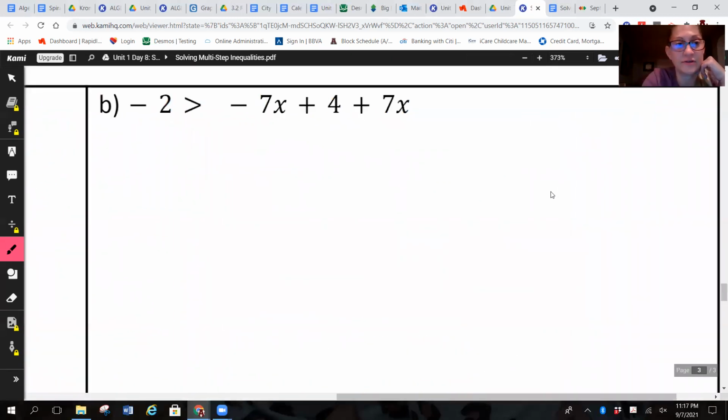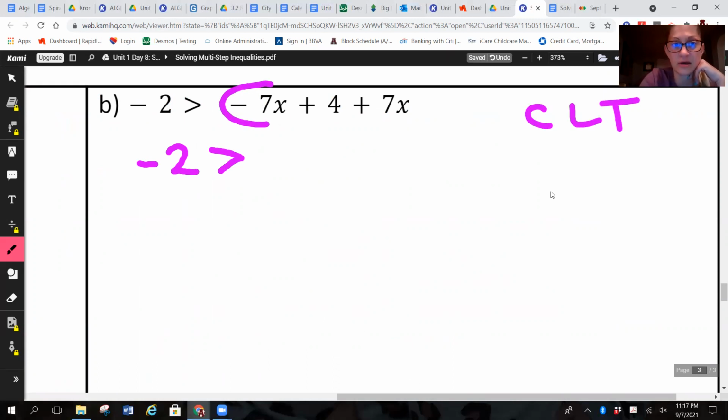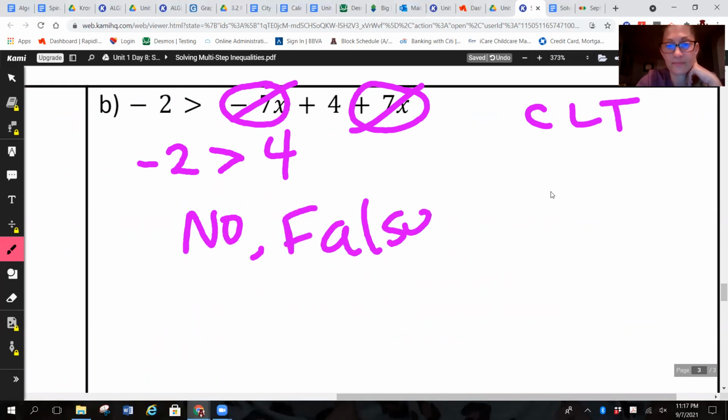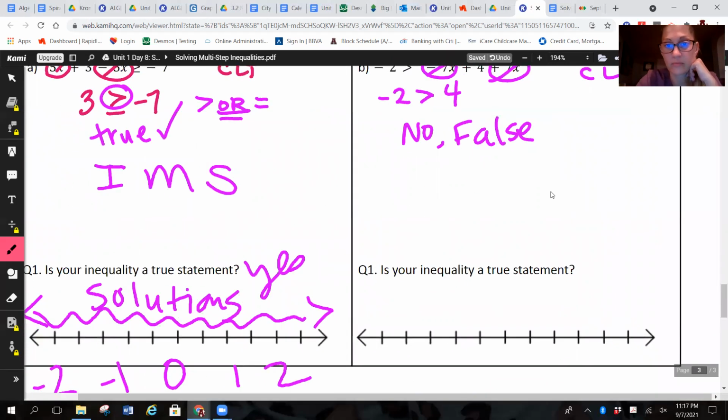We have negative 2 is greater. Again, I'm going to combine like terms on the same side. Negative 7 plus 7 is 0. Is a negative 2 greater than 4? No, that is false. Negative 2 is not greater than 4. That means there's no solution to this problem.